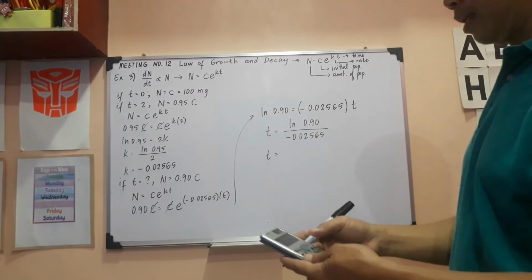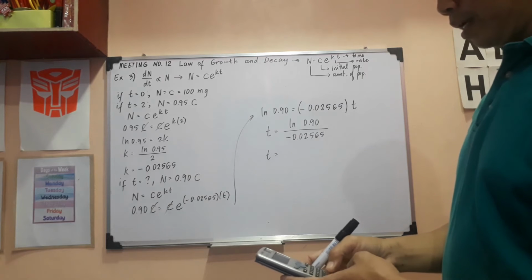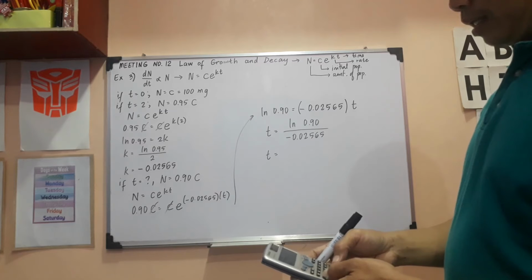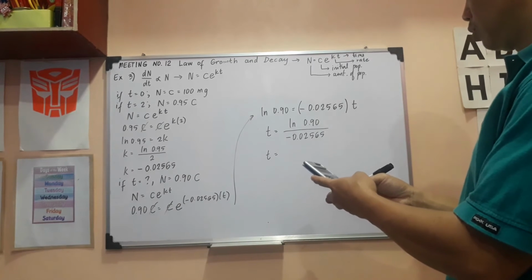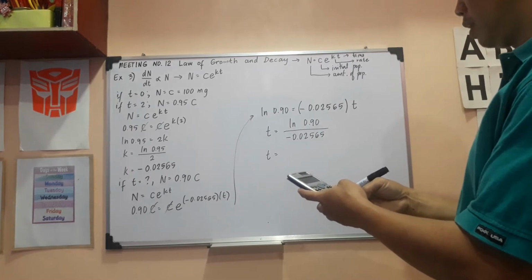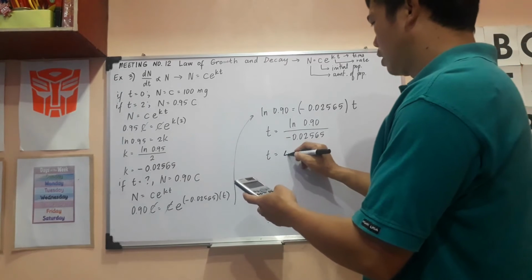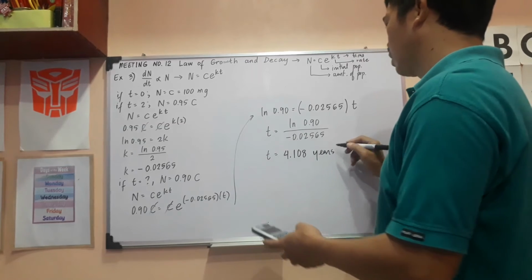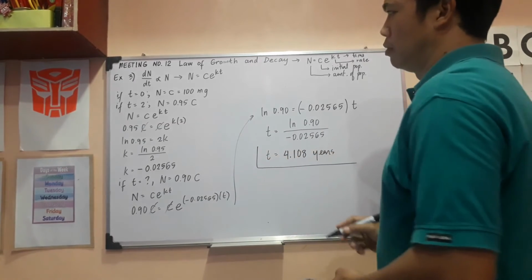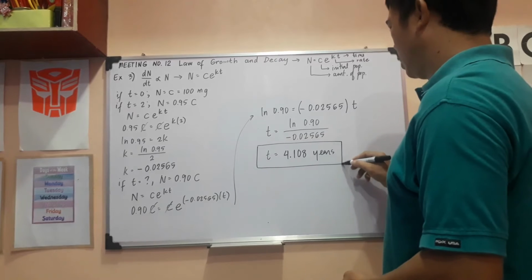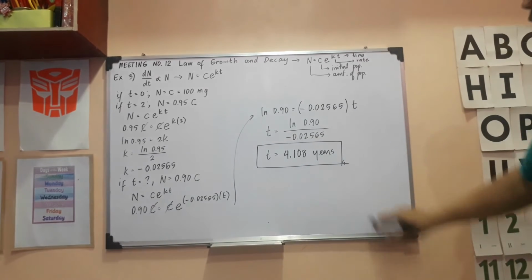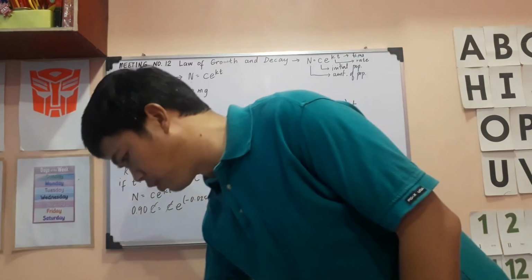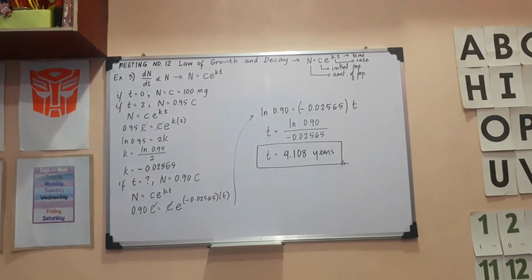Kung uhulaan natin. So, ln of 0.9, then divide by negative 0.02565 is 4.108 years. So, hindi eksaktong 4 na taon, no? Kung hindi may sobrang konti. Yung konti na yon, that is represent na hindi straight line yung ating equation. So, that is for example number 3.